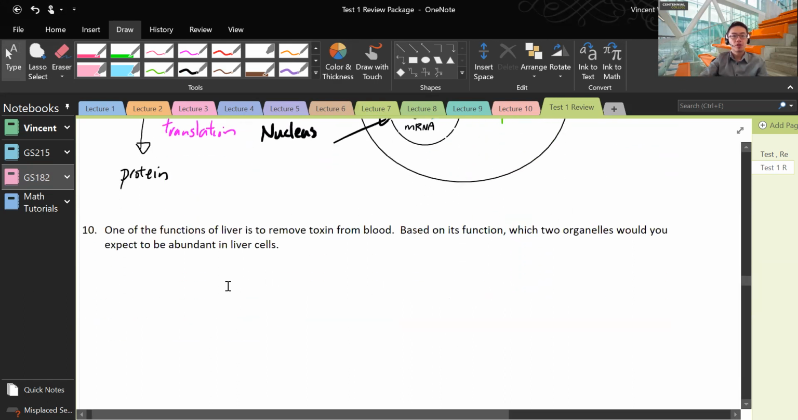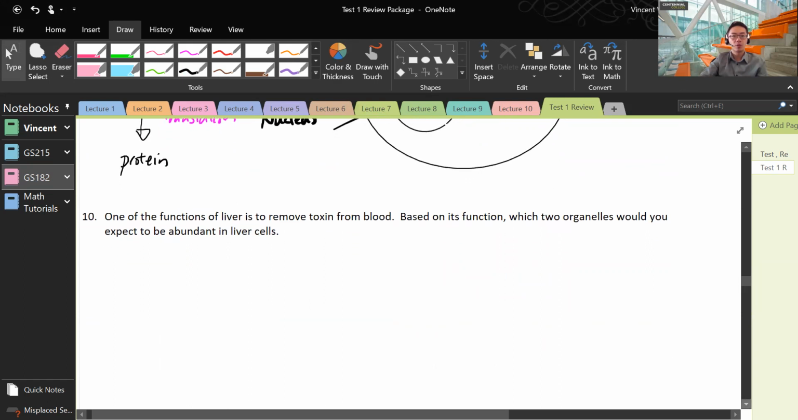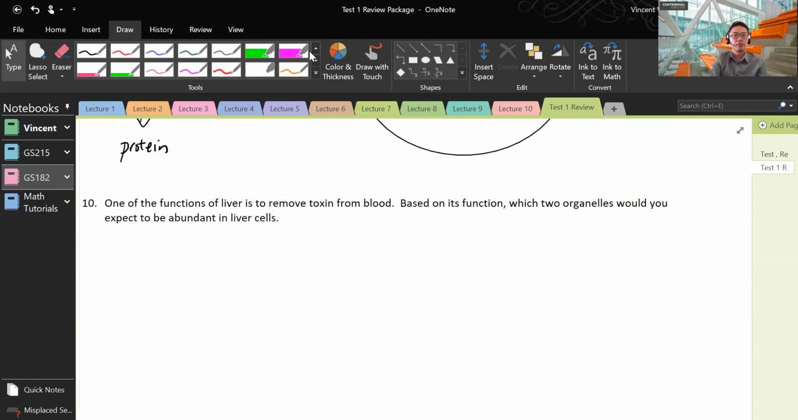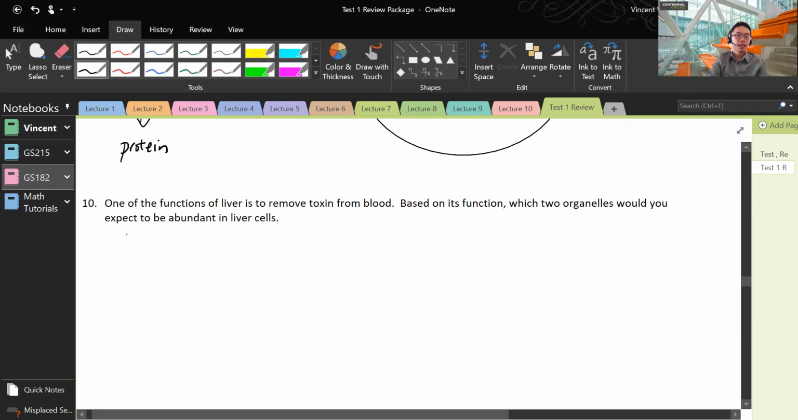Next one. One of the functions of liver is to remove toxins from blood. Based on this function, which two organelles would you expect to be abundant in liver? We talked about this like a couple times already, right? So you would expect to have a lot of lysosome for sure.